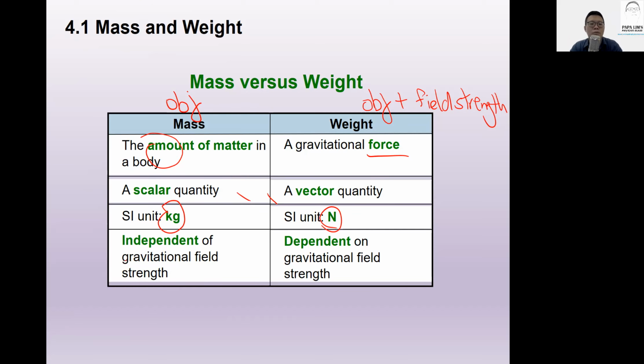Mass is independent of field strength. It depends on the amount of matter I have. Regardless of what planet I am on, as long as I am there physically as the same body, the amount of matter in my body on planet Earth and on planet Jupiter is always the same. So mass remains constant when I go to different planets. But weight depends on gravitational field strength, which means on a different planet with a different gravitational pull, my weight will be different.